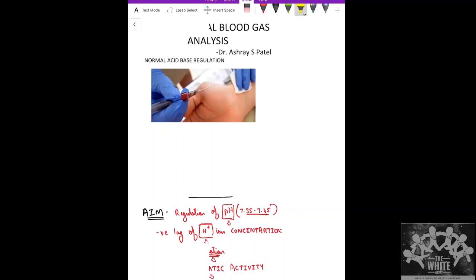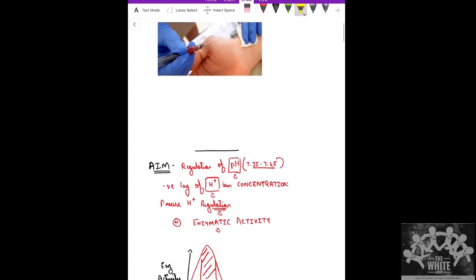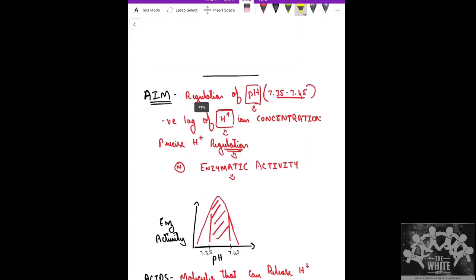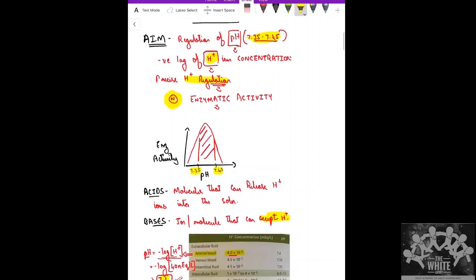So today we will deal with physiology. It is because, as you know, it comes for our entrance exam, and one question will be from this. The aim of the whole body is to maintain the normal pH, which is nothing but 7.35 to 7.45.